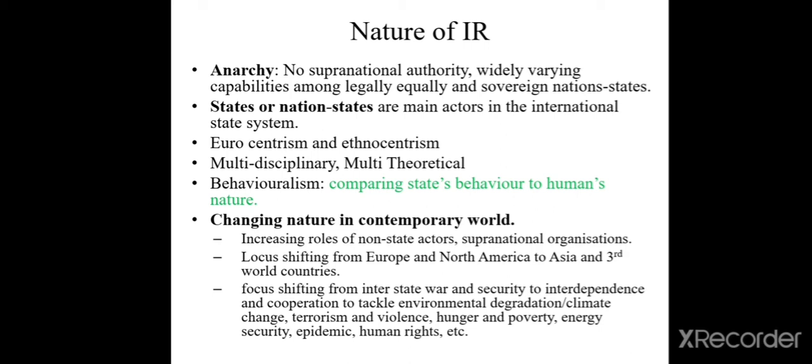The second nature of international relations is that nation states are the main actors in the international state system. So who are the actors of the international system? Nations and states are the main actors. The third nature of IR is Eurocentrism and ethnocentrism. The subject matter of IR evolved from the European countries, and it also emerged from the European and American countries. That's why it is Eurocentric, and it also derives its culture from the European countries. That's why it is ethnocentric. It is also multidisciplinary in nature, and it is multi-theoretical. There are so many theories of international relations, so it is multi-theoretical in nature.